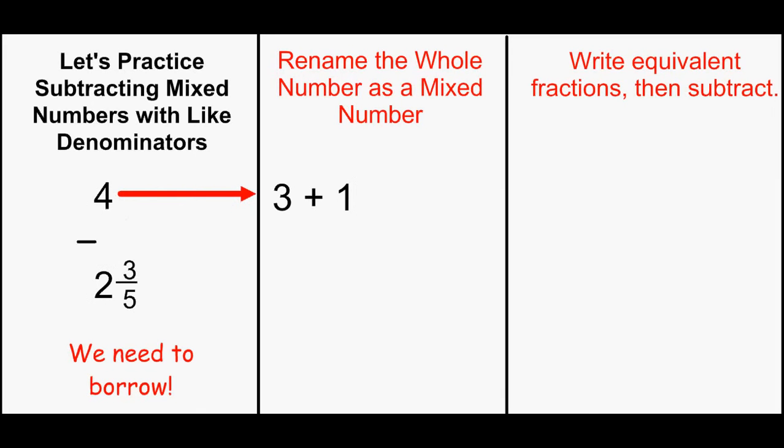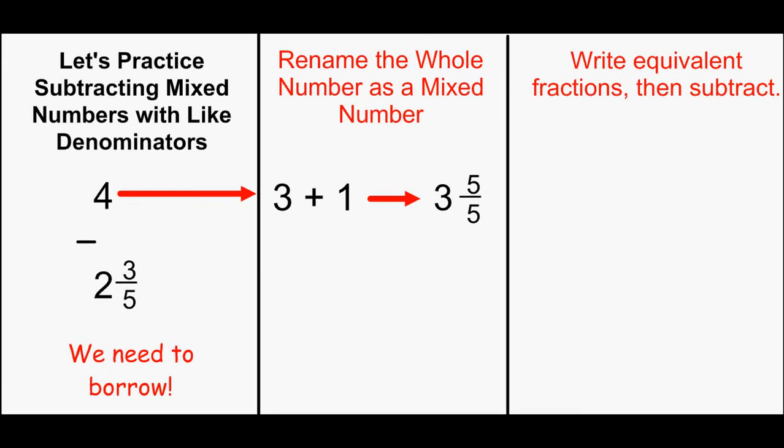We will rename 4 as 3 plus 1, and the 1 can be renamed using a fraction where the numerator and denominator are the same. Because the fraction I'll be subtracting has a denominator of 5, I will choose to rename the 1 as 5/5. So I will rename 3 plus 1 as 3 and 5/5.